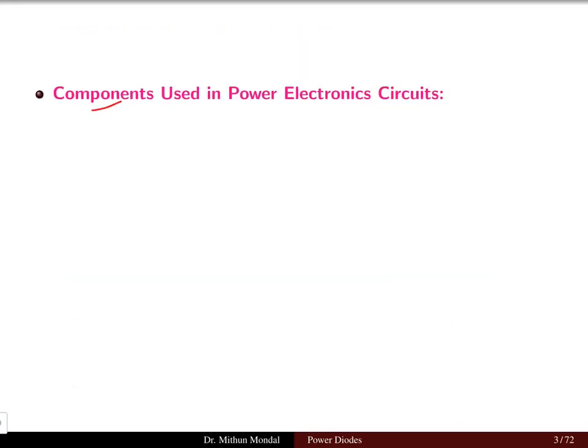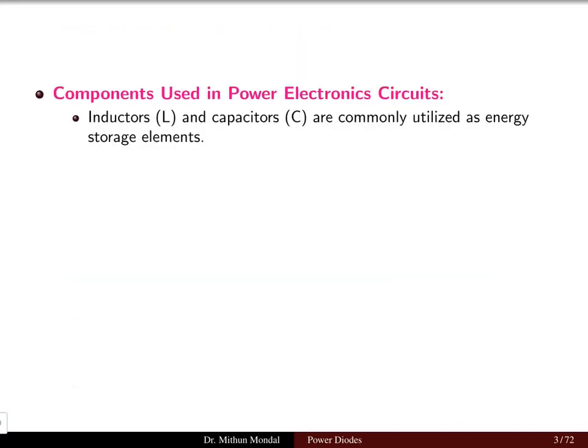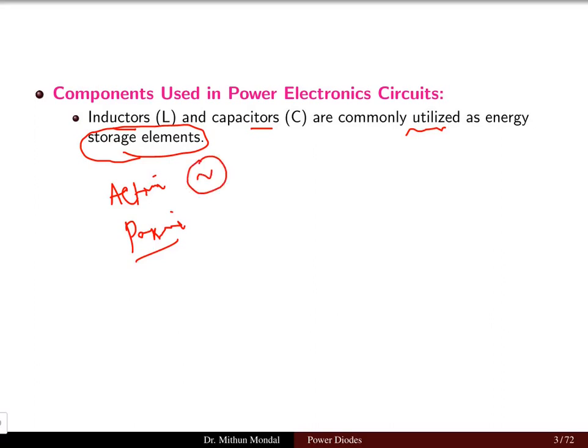When we talk about the components used in power electronic circuits, inductors and capacitors are commonly utilized as energy storage elements. We know that there are two types of elements: one is the active element and the other is the passive element. Active elements are those which generate energy. Passive elements can be resistors, inductors or capacitors.